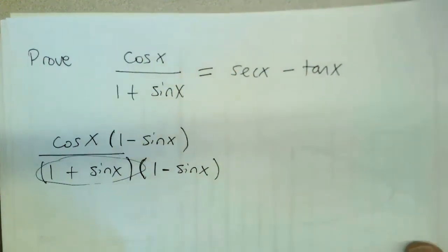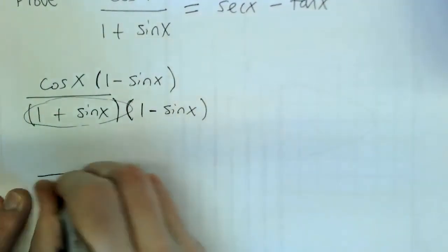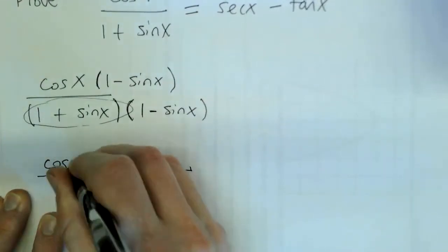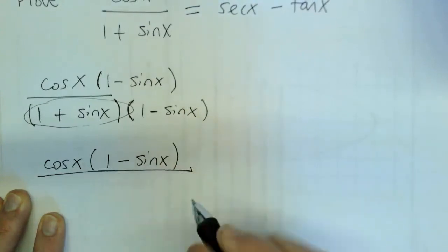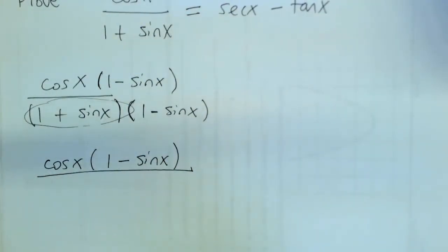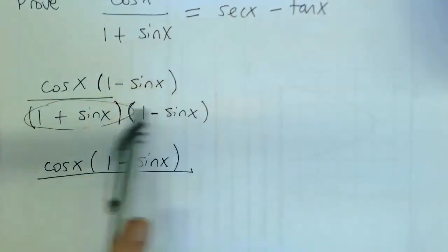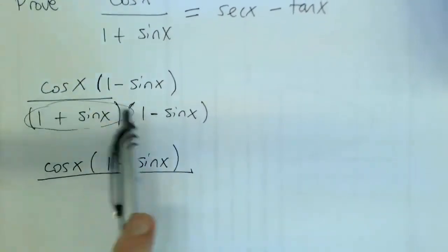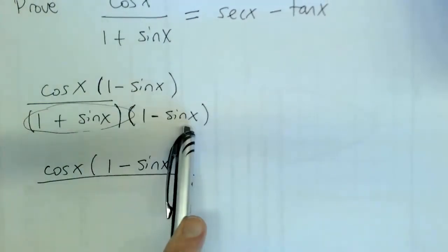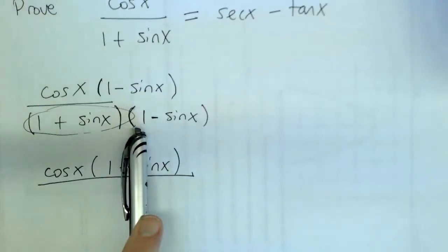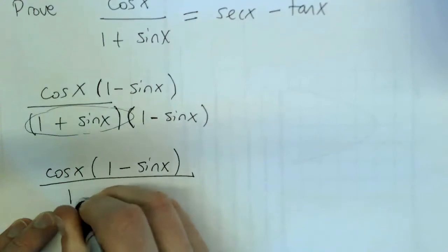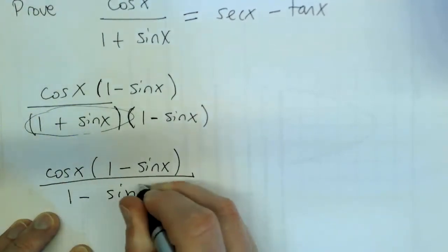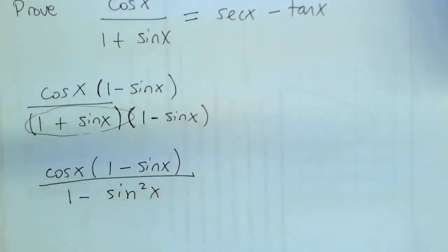I'll skip the arithmetic. You can do it manually if you want, but I'm going to leave the numerator alone. I'm not going to actually multiply anything out in the numerator. But in this denominator, I claim that if you multiply everything out, like 1 times 1 is 1, 1 times negative sine is negative sine, sine times 1 is positive sine, you'll get some cancellation, and all you'll wind up with is 1 minus sine squared x.